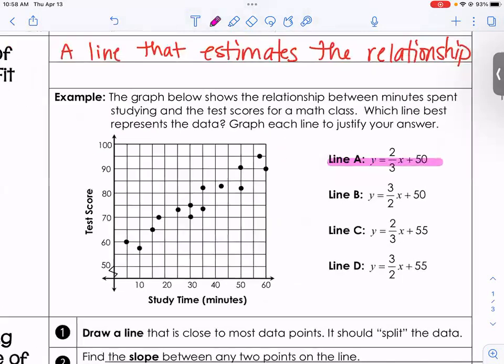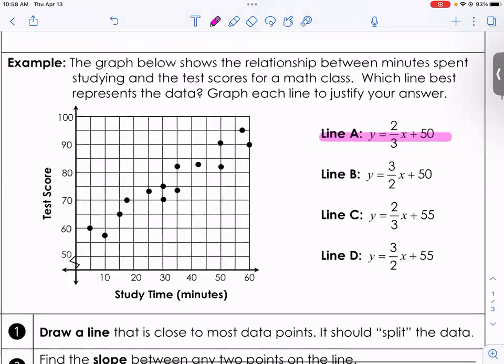You're going to do this with me. It's okay. I'll show you how to label yours, okay? So line A, what is the y-intercept? y equals mx plus b. What's the y-intercept? 50.